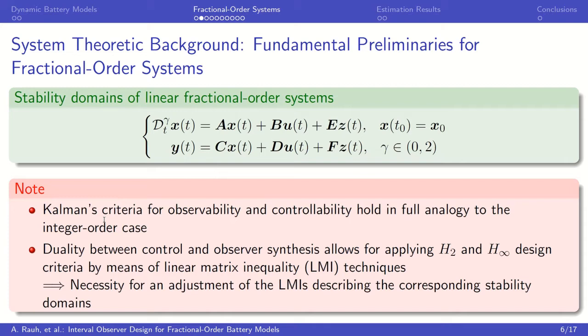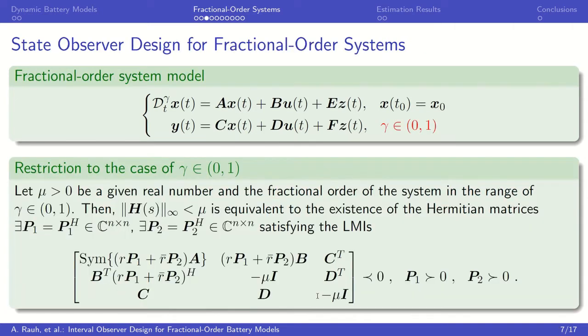In addition, we can exploit duality between controller and observer design by applying those H2 and H-infinity design criteria, which can be evaluated numerically by means of linear matrix inequality techniques. However, we have to make sure that we adjust the corresponding stability domains within those LMI representations. Now let's have a look at a fractional order system model.